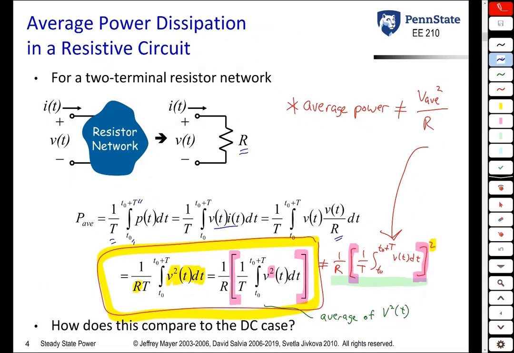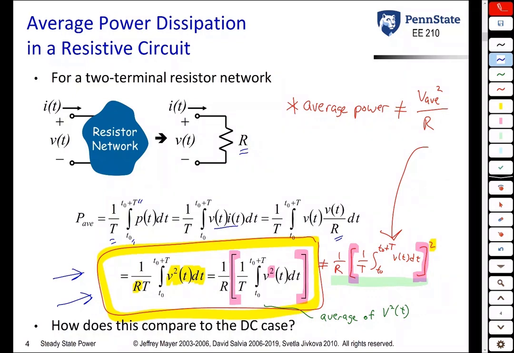The second observation that we made is that when you have a periodic time-varying signal driving a purely resistive load, the power absorbed by the load is not the average voltage squared divided by the resistance, or the average current squared times the resistance. Instead, the average power absorbed by the load is this more complicated expression given down here.